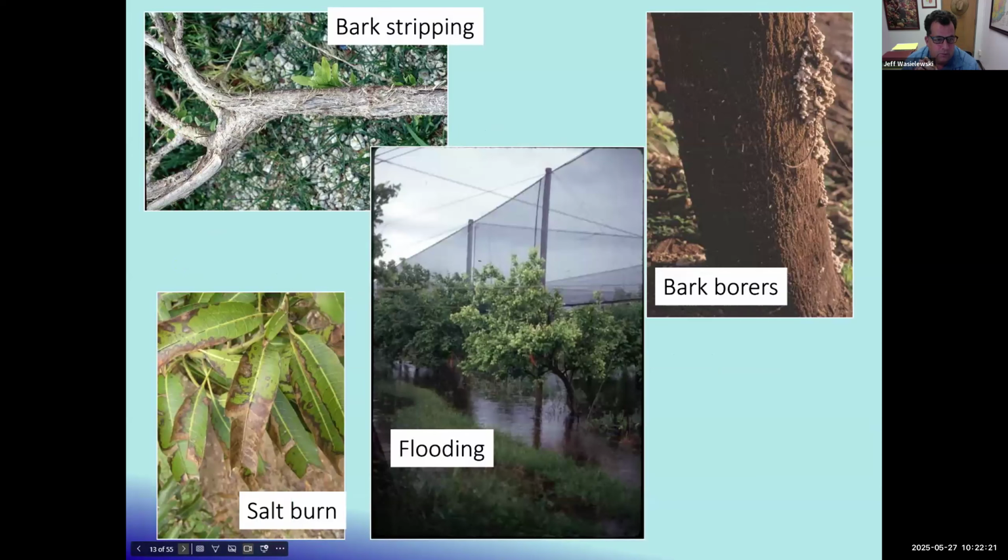So there's the bark stripping, top left. There's the salt burn, bottom left. Flooding in the middle, some carambolas there. And then the top right, you see the bark borers. You look at these little straws here, that's where they're going in and pushing out the sawdust as they go into the tree.